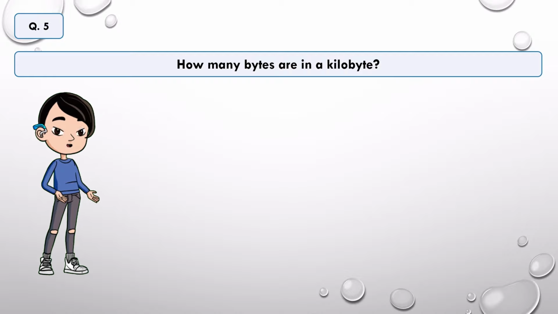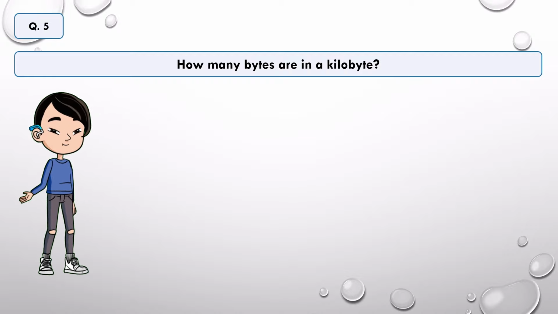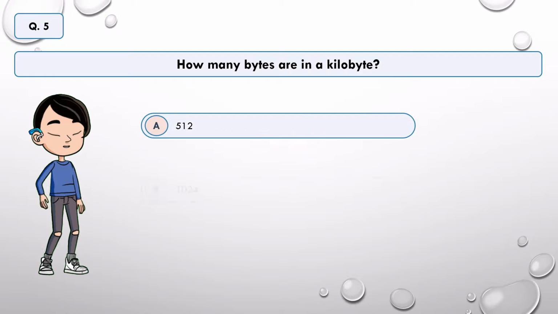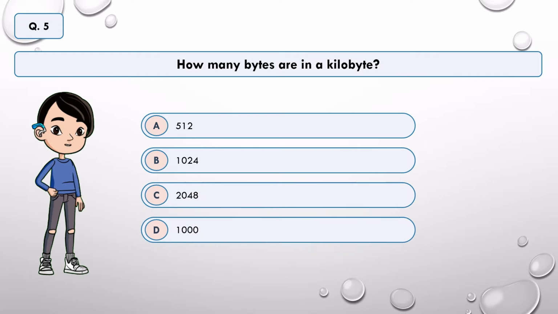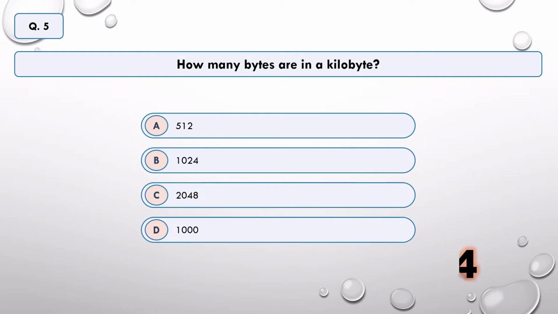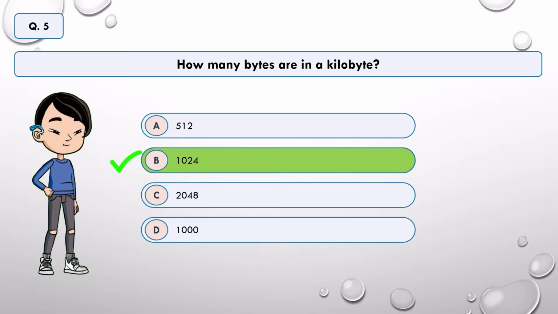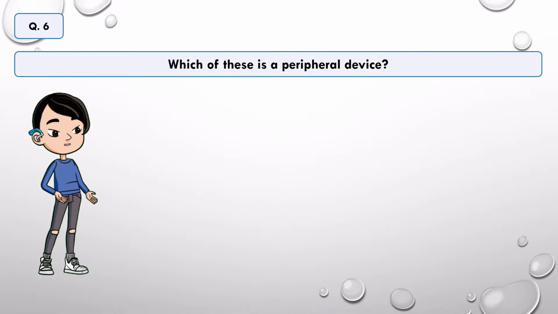Question 5. How many bytes are in a kilobyte? Options are A. 512, B. 1024, C. 2048, D. 1000. Answer is 1024.